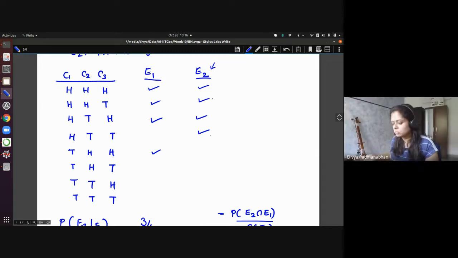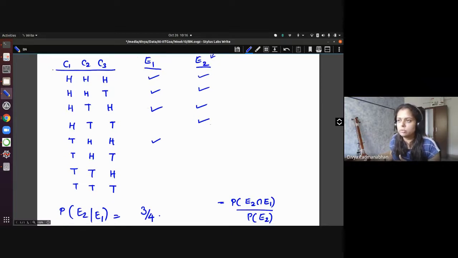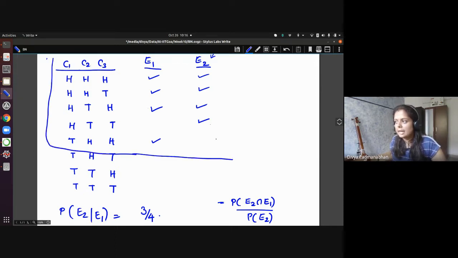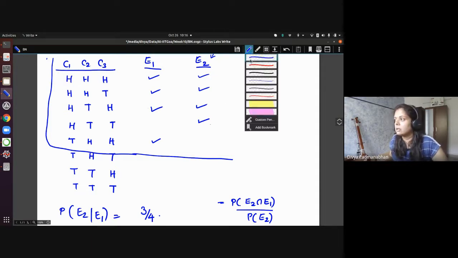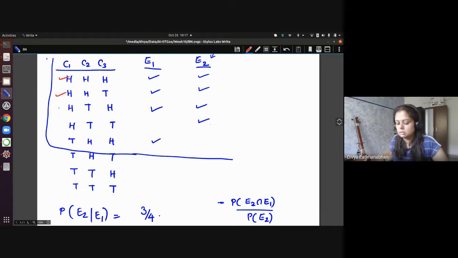So Prakhar, there's a slight difference. Out of the things, your new universe has to be E1, right? So you look at this universe, let me mark this in red. These are the ones marked in red. You look at those four events, and out of that you see the ones where E2 occurred. Not the other way.